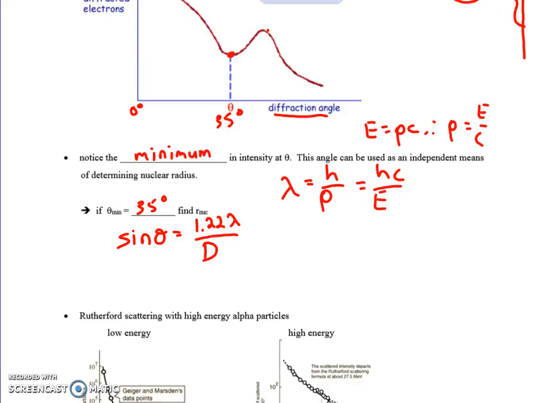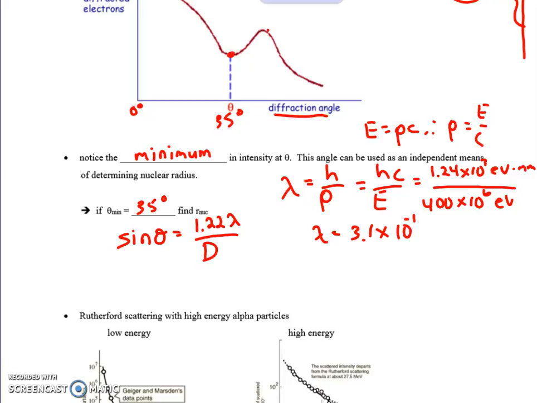I'm not going to do the conversions. I'm going to use, from my reference tables, a value for HC that is 1.24 times 10 to the 3 eV times nanometers, a very convenient little unit. Our energy, we said earlier, is 400 MeV, so I'm going to convert that to 400 times 10 to the 6th eV. I divide those two numbers, convert the nanometers to meters, and I get a wavelength, lambda, equals 3.1 times 10 to the negative 15th meters.